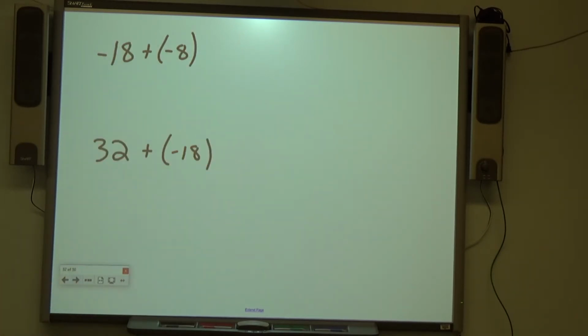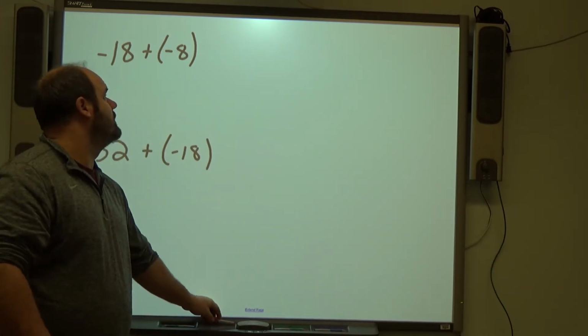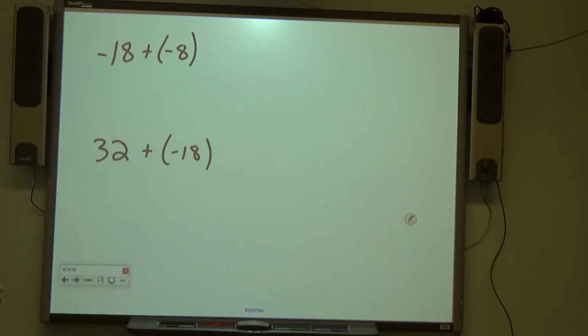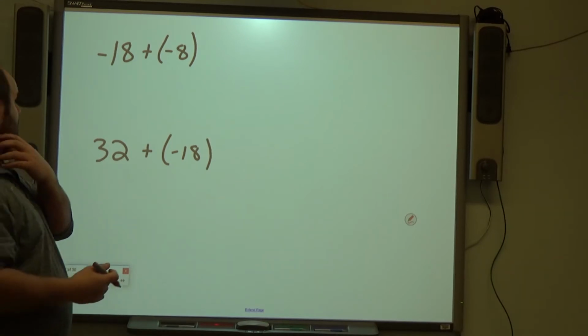Okay, just a couple more problems here to work out with addition. And I'll just quickly go through these. Feel free to push pause whenever you need to. Copy these problems down in your notes. Work them out on your own. I don't care how you do it. Okay, just some more for understanding.